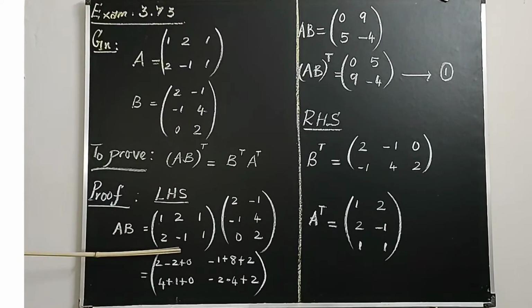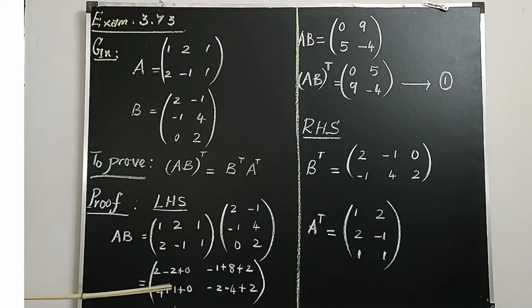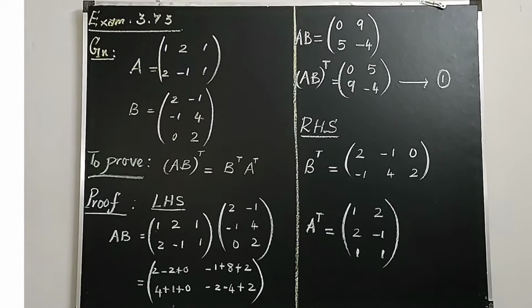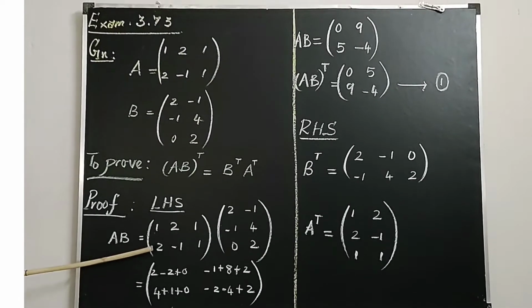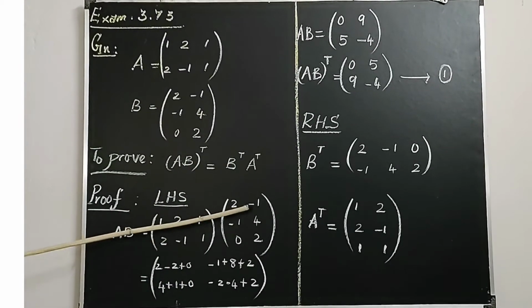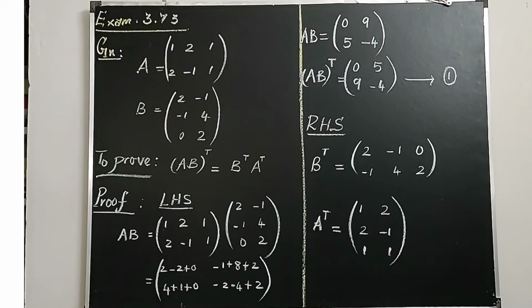Then second row, first column. 2 into 2, 4. Minus 1 into minus 1 is plus 1. 1 into 0 is 0. So second row, first column over. Now second row, second column. 2 into minus 1 is minus 2. Minus 1 into 4 is minus 4. 1 into 2 is 2. Second row, second column also over.